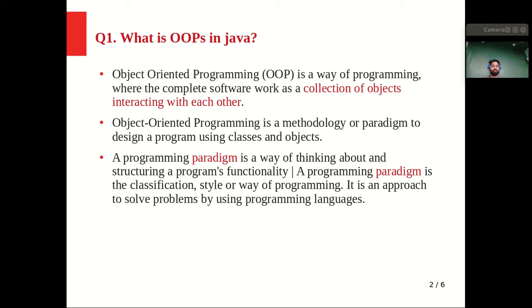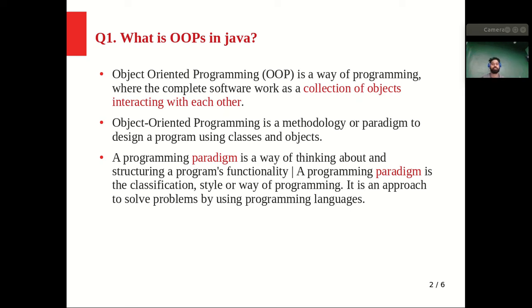So what is a paradigm? A programming paradigm is a way of thinking about and structuring a program's functionality. A programming paradigm is a classification or a style or a way of programming, right? It is an approach to solve a problem by using programming languages.